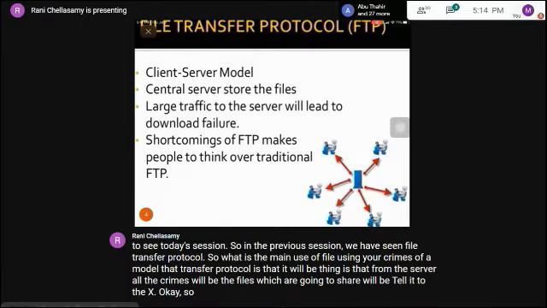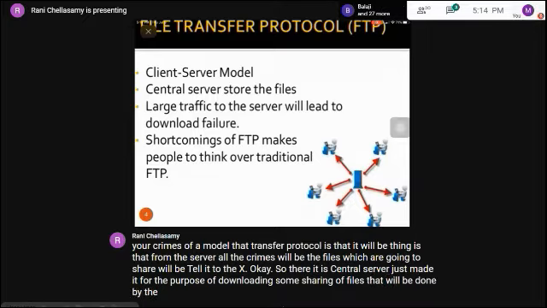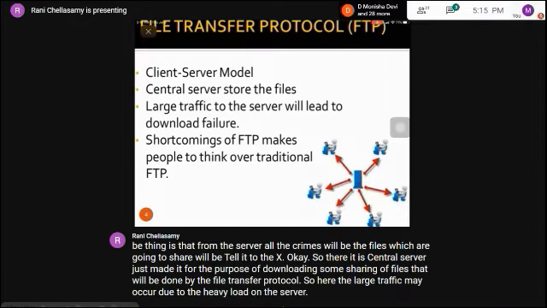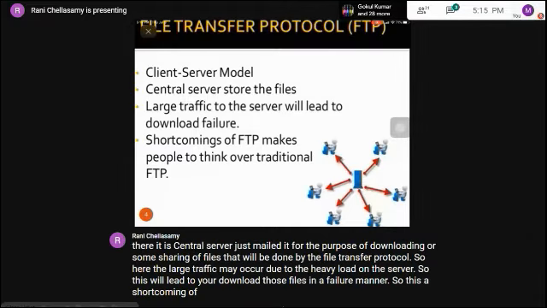There is a central server maintained for the purpose of downloading or sharing files, and that is done by the File Transfer Protocol. Here large traffic may occur due to the heavy load on the server. This can lead to file downloads failing. This shortcoming of FTP makes people think beyond traditional FTP.